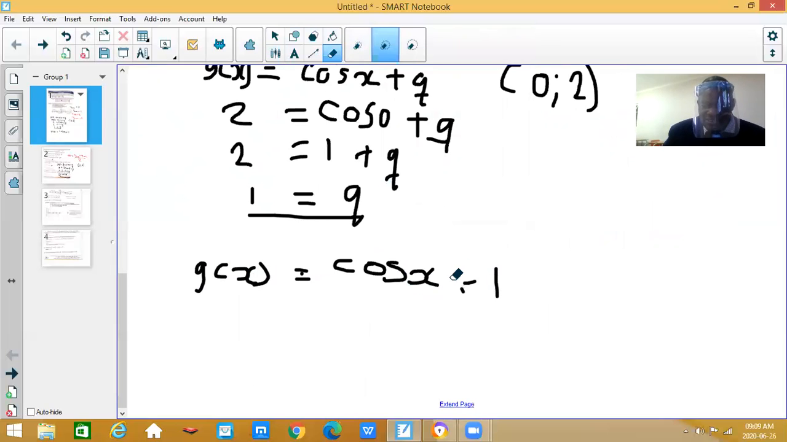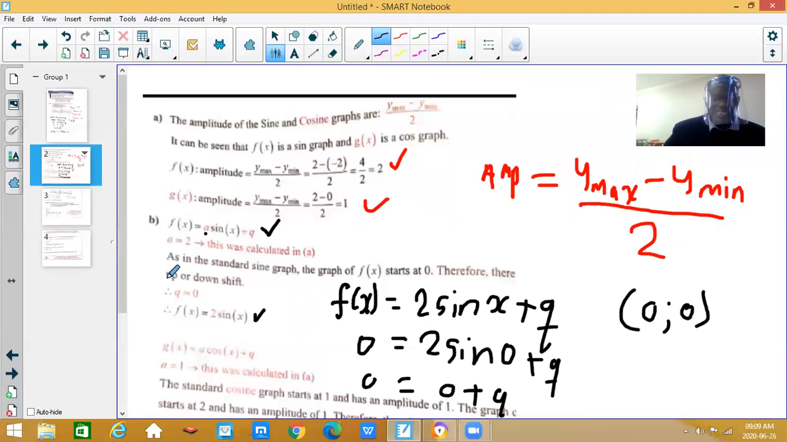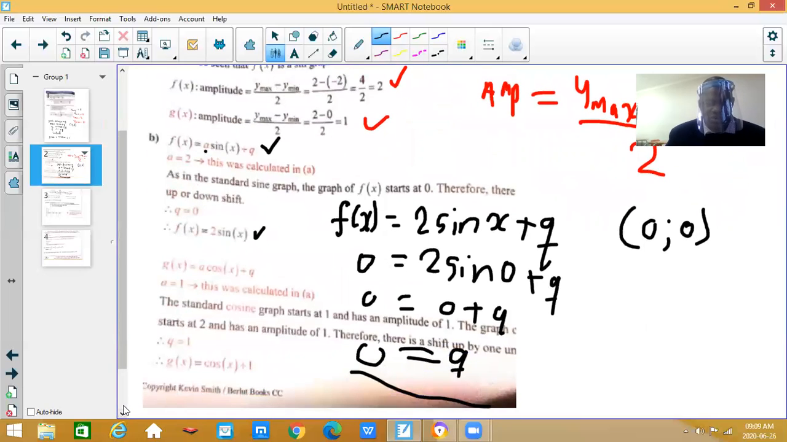This one has been shifted 1 unit upwards. So it's cosine x plus 1. This is what we have. So g(x), the graph, because we have now calculated the graph, g(x) is equal to cosine x plus 1. This is how you find those values. Is that clear?